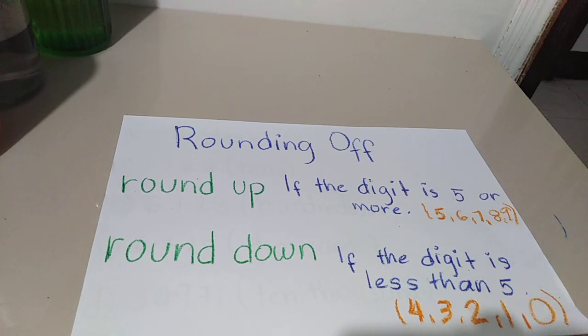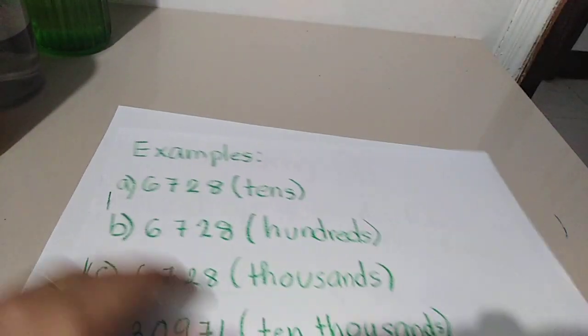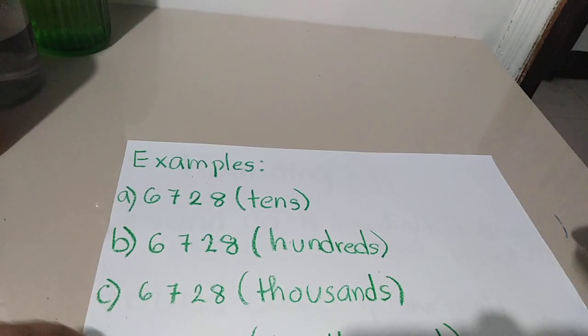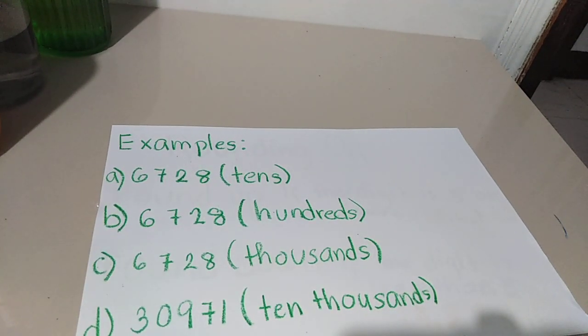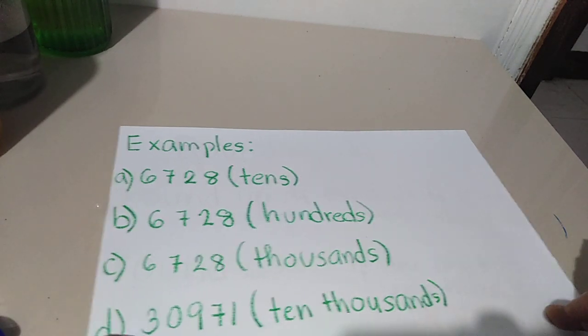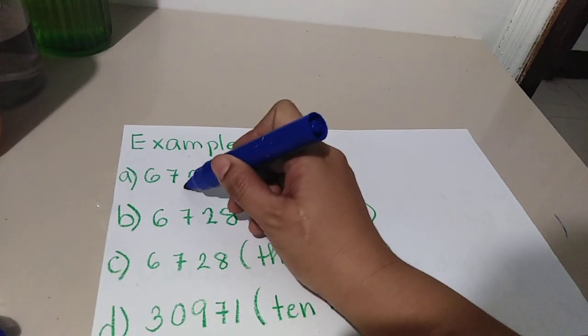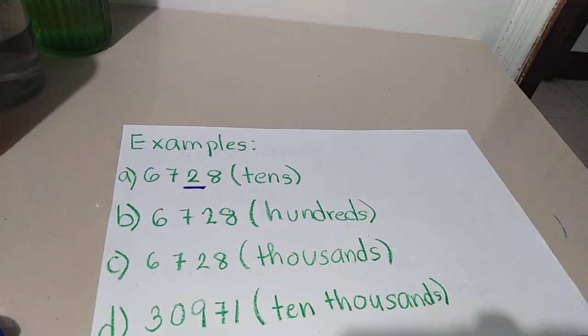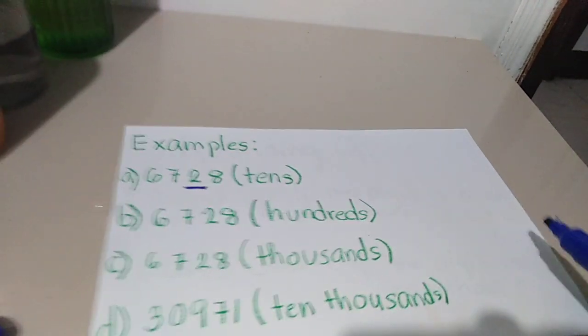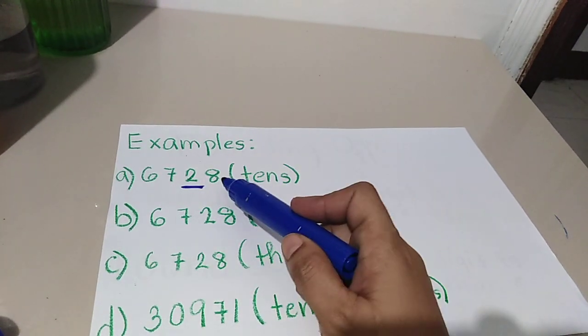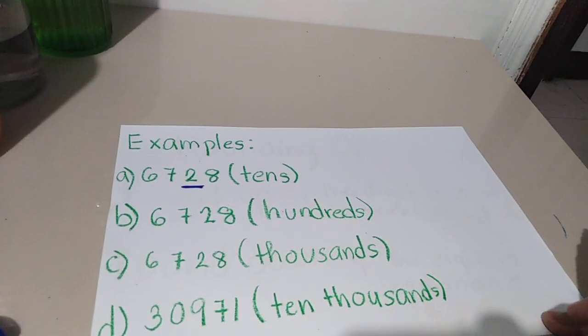To further understand what rounding off is, let us do some examples. Okay? Let's look at the example here. We are going to round this number to the nearest tens place value. So, to the nearest tens place value, that number is 2. Okay? This 2 here, titingnan mo yung number to the right. And when you look at it, the number to the right of 2 is 8. And 8 is more than 5.